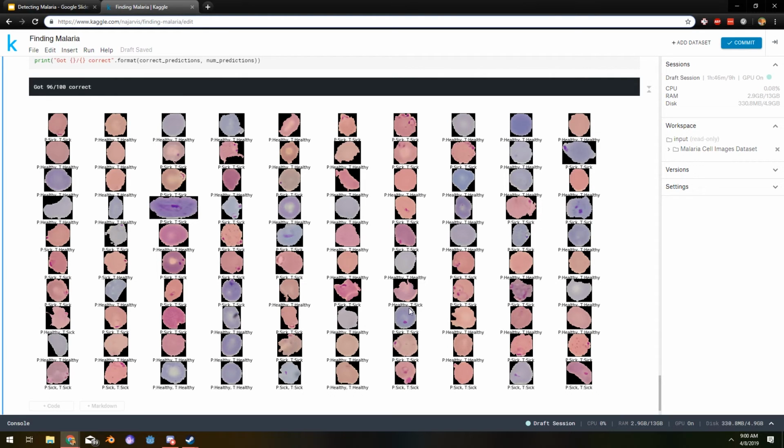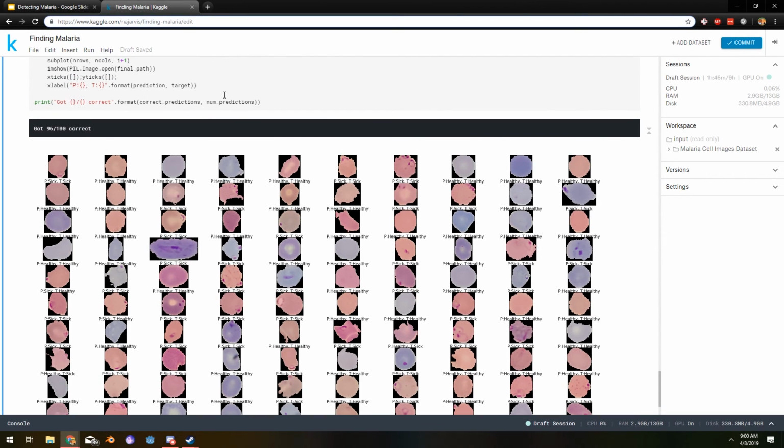You can now start to see the variance in some of these cells, how different they can be. But yeah, that's how I was able to detect malaria inside of these cells, and I hope you enjoyed.